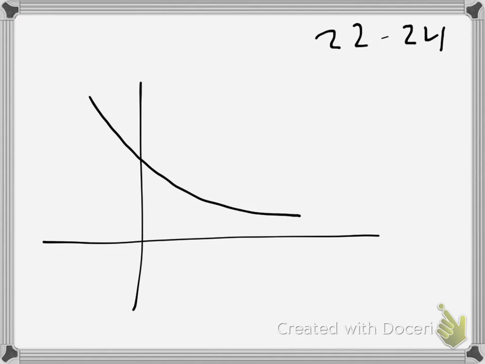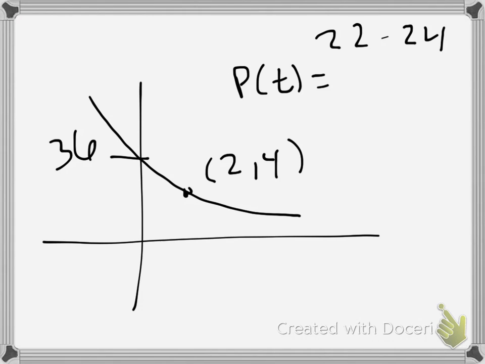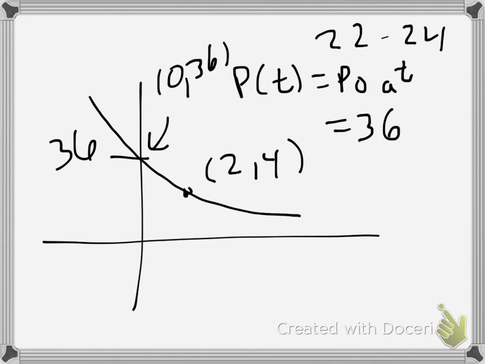We know it goes through (2, 4), and we know that the height here is 36, okay? And we want to make a model that looks like P(t) = P0 a^t. Well, the fact that you know the height here, that's really (0, 36), and like we talked about in class, that's the initial quantity. So we can already make this 36 a^t, okay? And now it's just a matter of plugging in this other point into the formula.